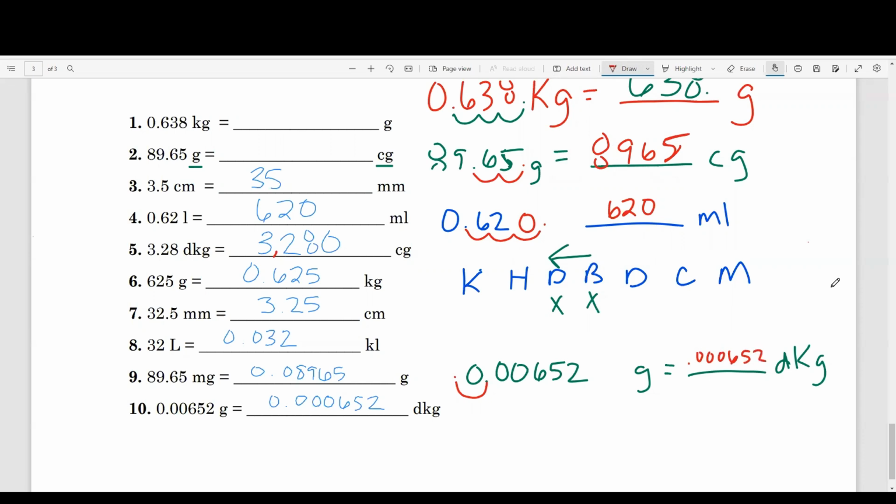0.00652. Anytime you see a 0 in front of the decimal, that's just there as a placeholder. Sometimes it's there, sometimes it's not. Most of the time they put it there, but it doesn't hold any value. I just want you to know that .00652 is the same thing as 0.00652. The 0 in front of the decimal is just a placeholder.